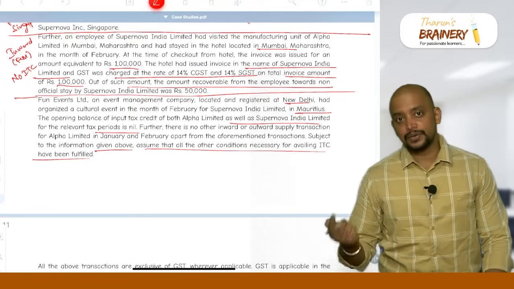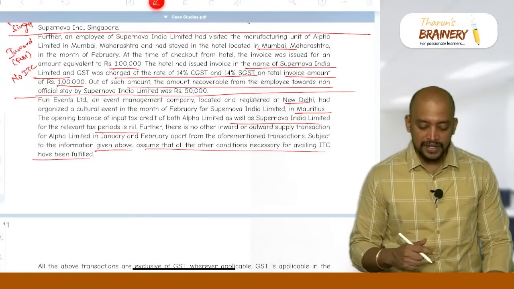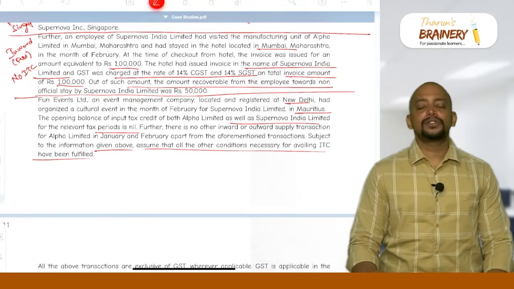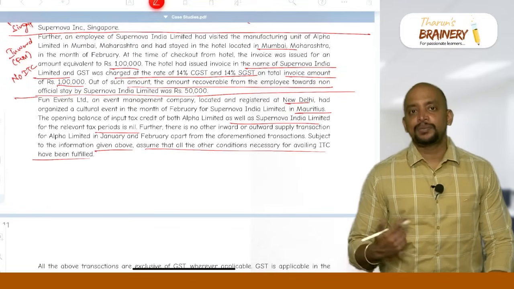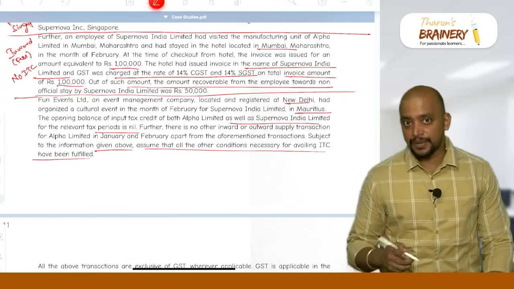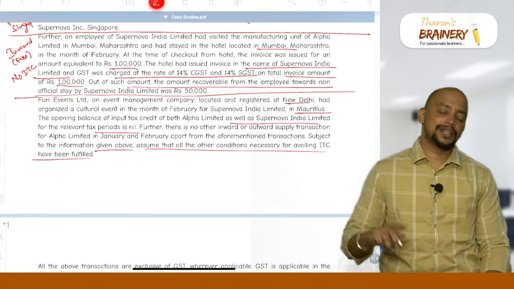So, where the event is held outside India and it is organizing an event, for organizing an event, what will be taken as the place of supply? B2B, location of recipient; B2C, location of event. If the event is outside India, location of recipient.